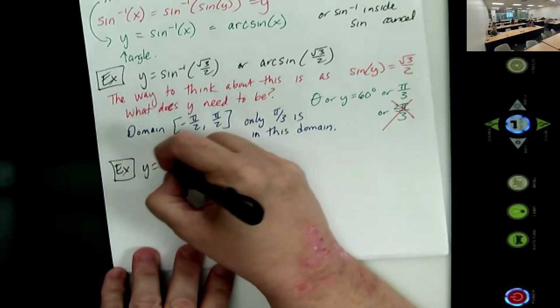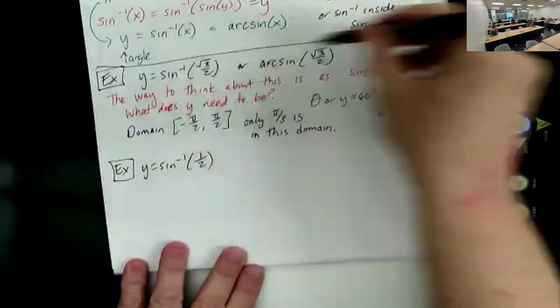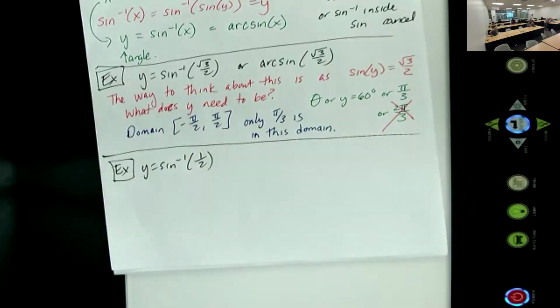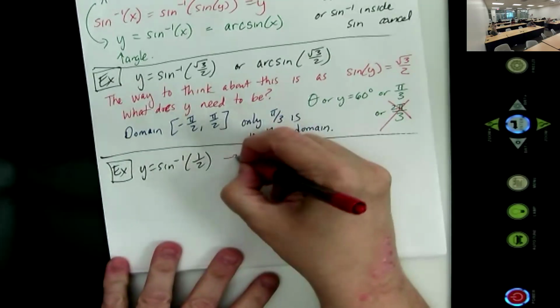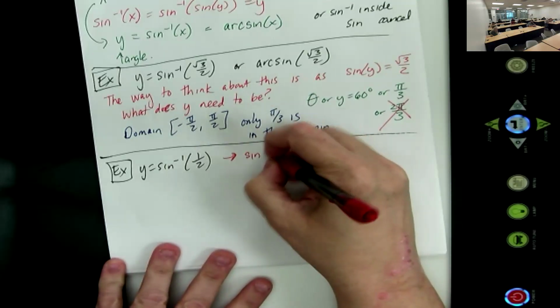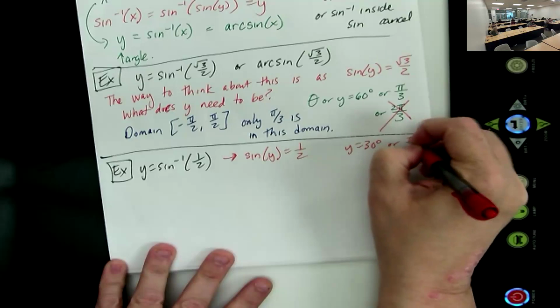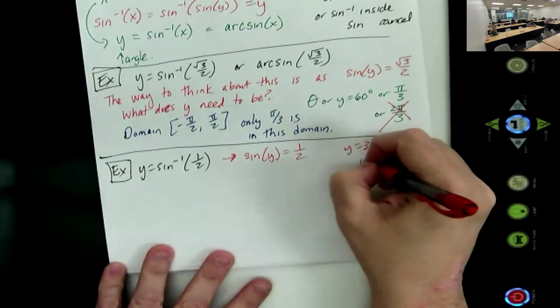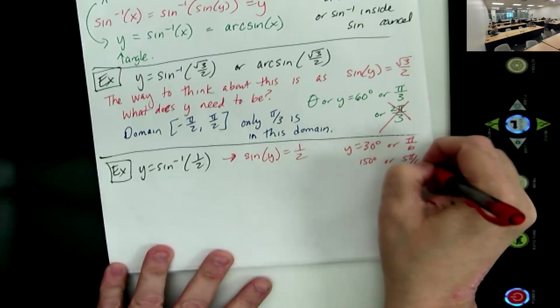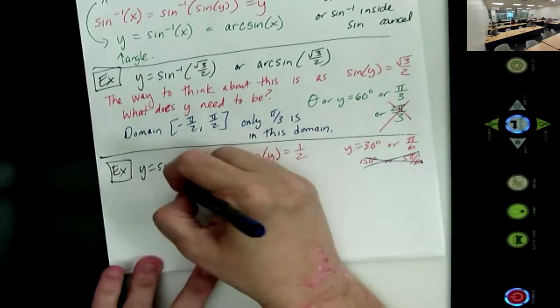What about y equals sine inverse of 1/2? Pi over 4? No, it's not pi over 4, it's pi over 6. Sine y equals 1/2, where does it happen? y equals 30 degrees or pi over 6. It's also at 150 degrees or 5 pi over 6, but that is outside of our range, so we cross that one out. So y equals pi over 6.